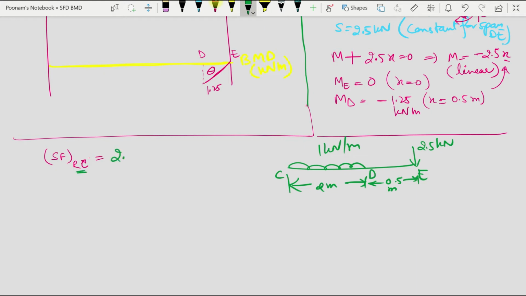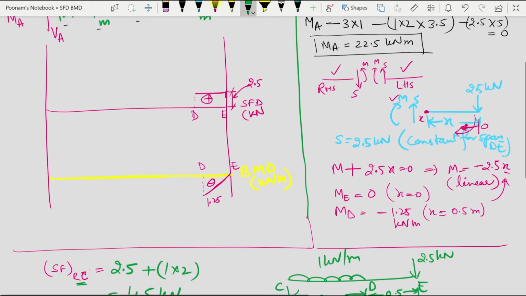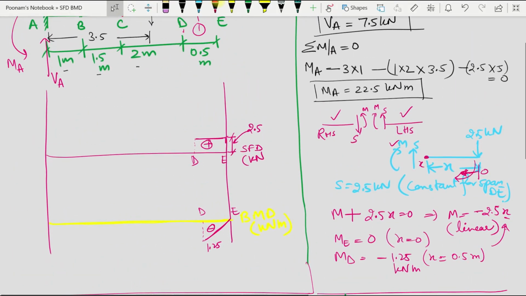So if I add up everything, I'll get my shear force just right of C. I'll add up 2.5 plus 1 into 2, so it will be 4.5 positive. So I can plot that from 2.5, it will go up to positive 4.5 at this location.